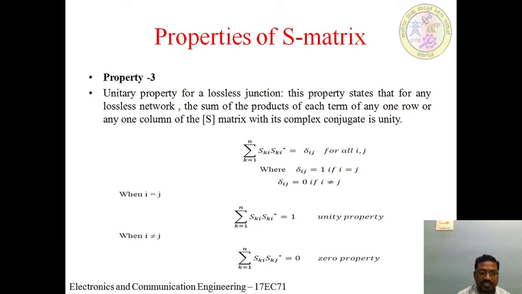multiplied with the conjugate of Ski equal to delta Ij for all i and j, where delta Ij is equal to 1 if i is equal to j, and delta Ij equal to 0 if i is not equal to j. When i is equal to j, then the equation summation k equal to 1 to n, Ski multiplied by the complex conjugate of Ski, equals 1, that is called the unity property. And if i is not equal to j, then summation k equal to 1 to n, Ski multiplied with the conjugate of Skj is equal to 0, that is called the zero property.